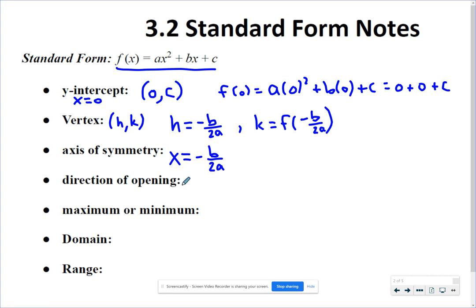Direction of opening. Remember, if a is positive, and positive means greater than 0, it's going to open up. If a is negative, your parabola is going to open downward. So positive for up, negative for down, based on whether a is positive or a is negative.